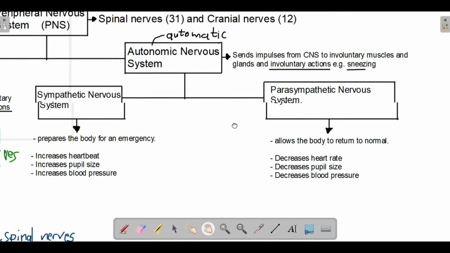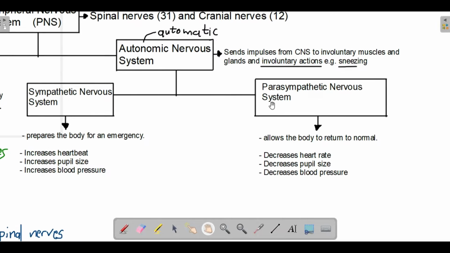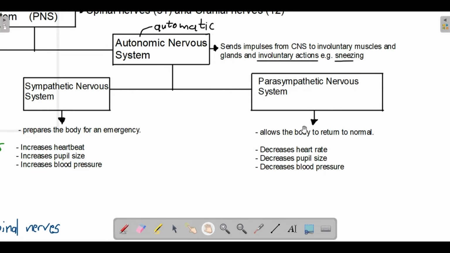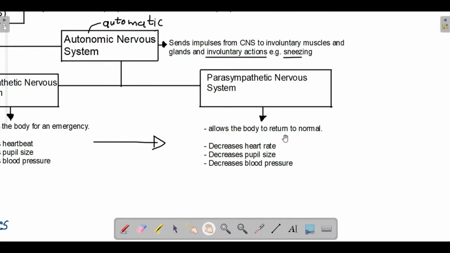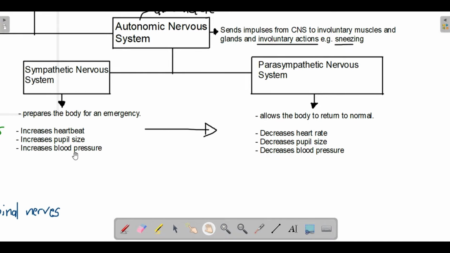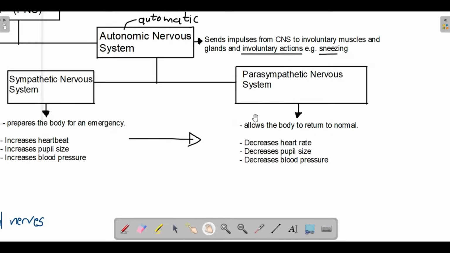And then the other system that is part of the autonomic nervous system is the parasympathetic nervous system. Now, the parasympathetic nervous system basically restores everything back to normal. So, after you react to an emergency situation and get out of danger, your parasympathetic nervous system will be activated. It will decrease that heart rate that had increased. It will decrease the pupil size. It will decrease the blood pressure. So, everything goes back to normal.